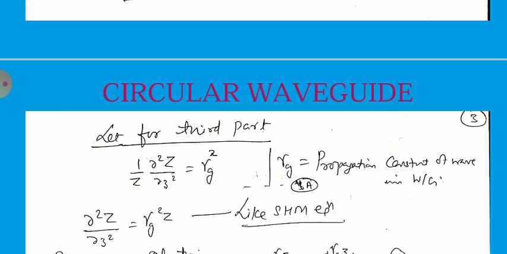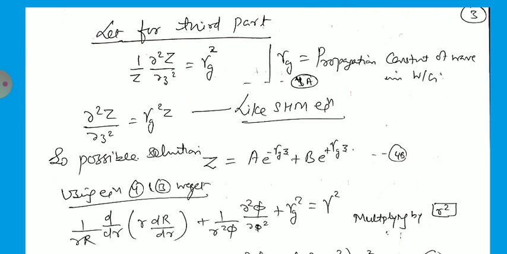So we now use the individual parts. Let the third part, 1 by Z multiplied by del square capital Z by del small z square, equal to gamma g square. We can write this gamma g as the propagation constant of the waveguide inside the waveguide. So del square Z by del z square equal to gamma g square into Z. Because this is like the SHM, a possible solution of it is Z equal to capital A e raised to power minus gamma g z plus B e raised to power gamma g z.